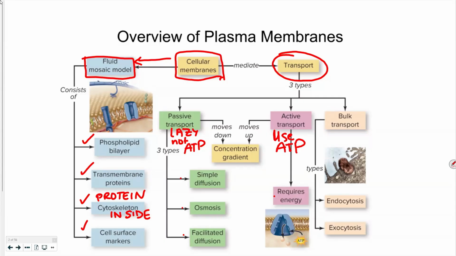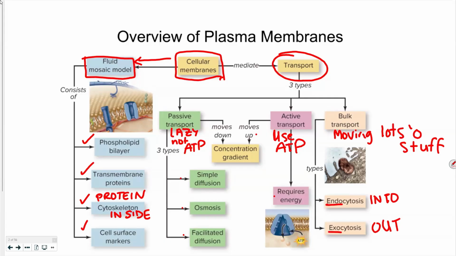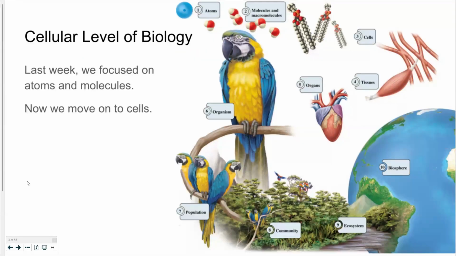This is how we are going to move stuff up the concentration gradient. So from an area of low concentration to high concentration. I'll also talk about bulk transport, which is moving lots of stuff all at once. And we can move stuff into the cell using endocytosis, and we can move stuff out of the cell using exocytosis.